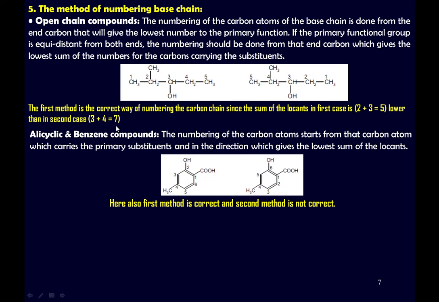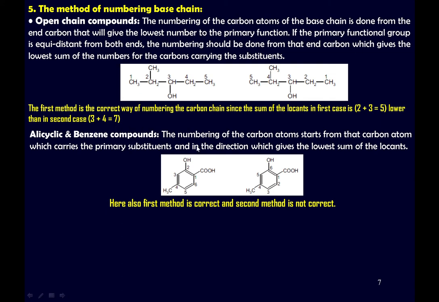Same happens in case of alicyclic or benzene compounds. The numbering of the carbon atoms will follow the same way, in such a way that the sum total of the locants should come lowest.